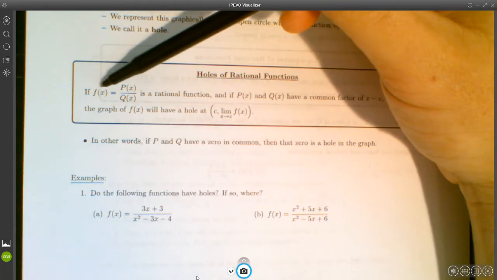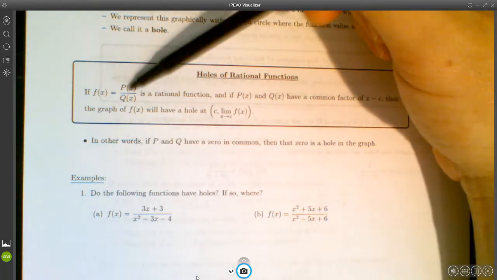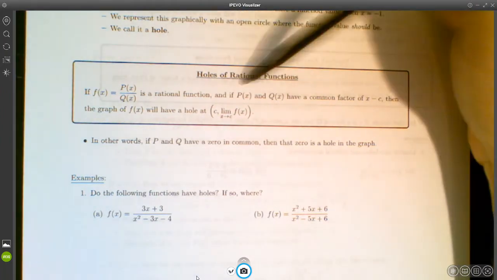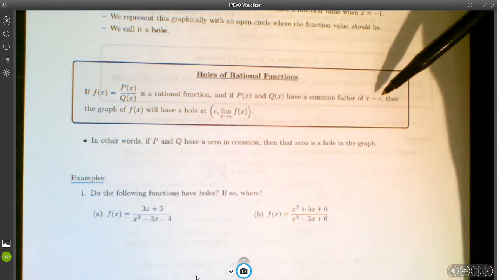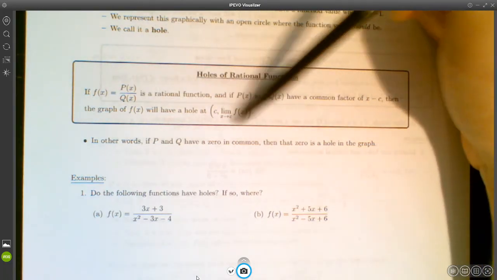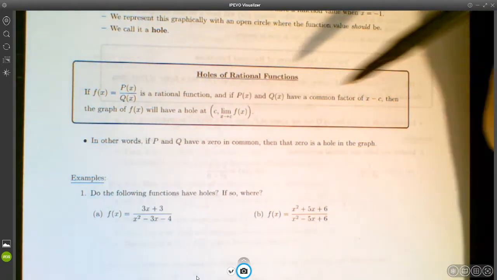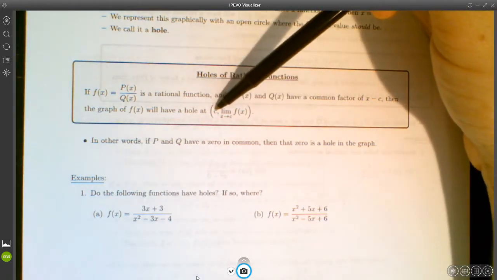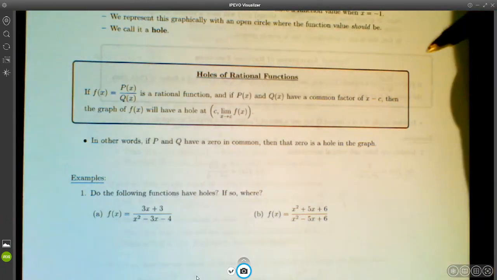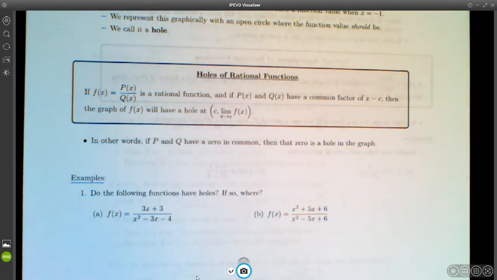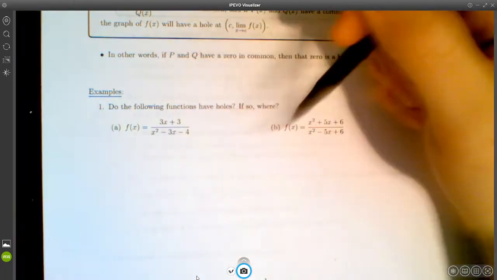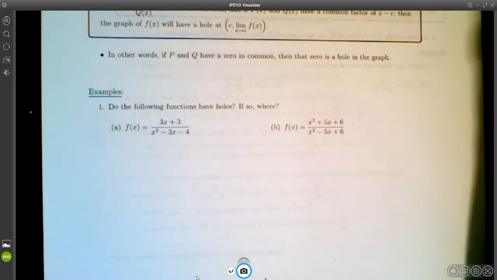So if f of x is a rational function p over q, where p of x and q of x are polynomials, and p and q have a factor of x minus c in common, then the graph of f of x will have a hole at c. The y value of that hole is going to be the limit as x approaches c of f of x, the value the function is approaching when x approaches the hole. So for example, let's see if the following functions have holes, and if so, where those holes are.